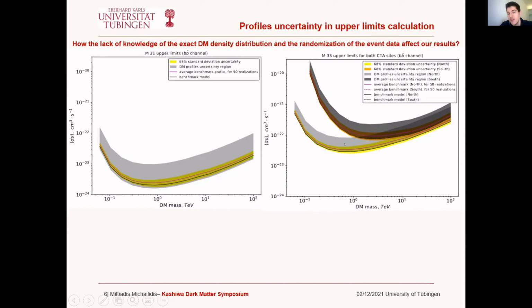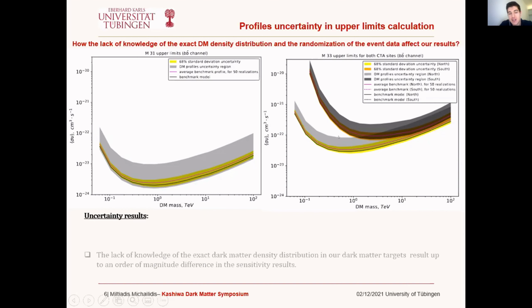This is for the case of M33. Again, 2 different plots, one for the southern and one for the northern CTA side. But we didn't stop there.